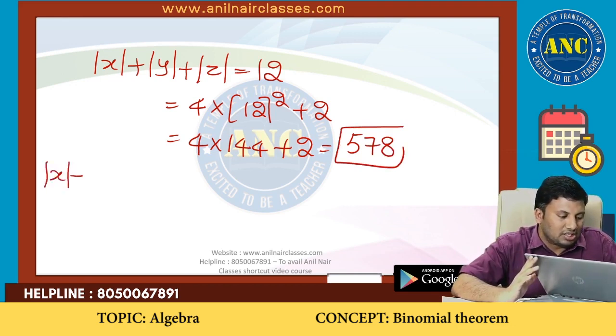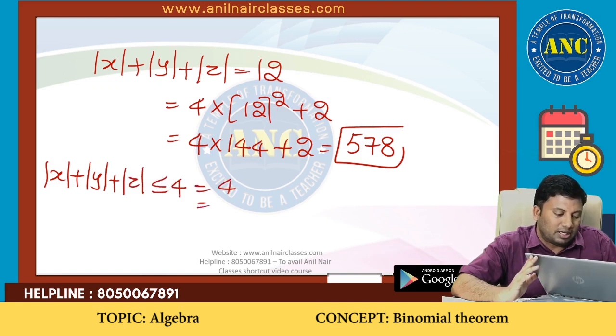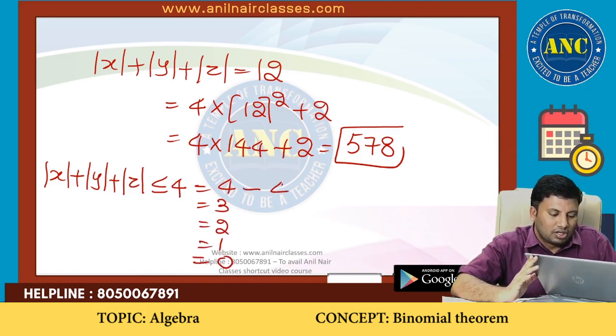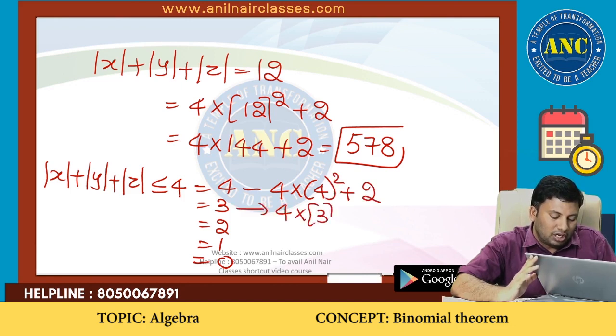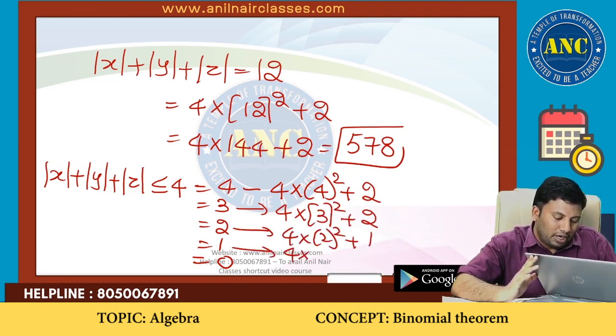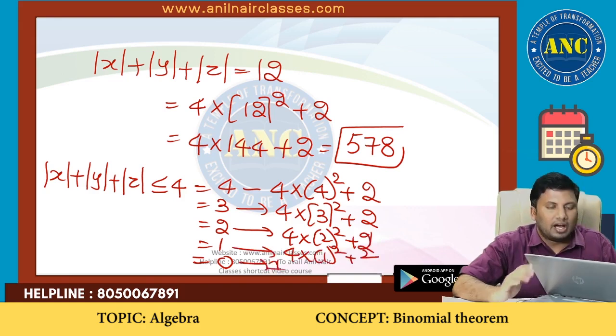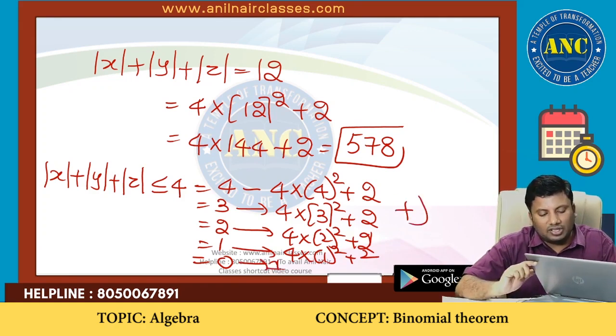If the question is |x| + |y| + |z| less than or equal to 4, it is nothing but 4, 3, 2, 1 and 0. So it is nothing but 4 into 4 square plus 2. This is nothing but 4 into 3 square plus 2. This is nothing but 4 into 2 square plus 2. This is nothing but 4 into 1 square plus 2. And it is 1. Idea is clear, right? Add all of this, you will get the answer.